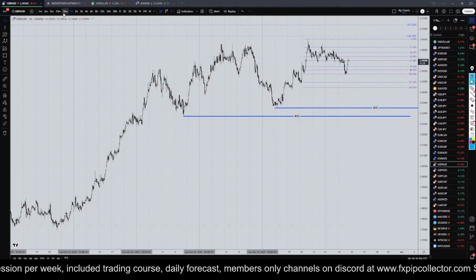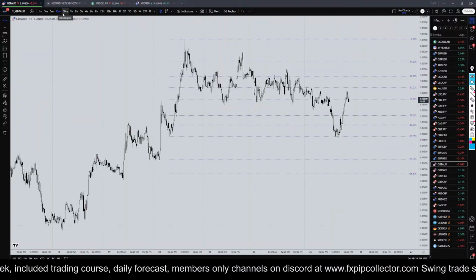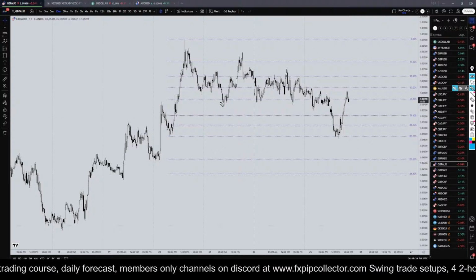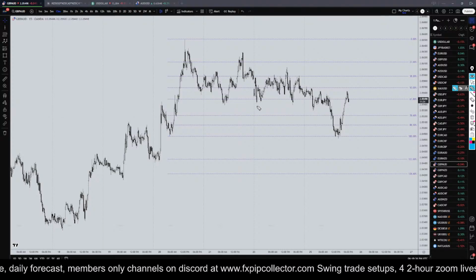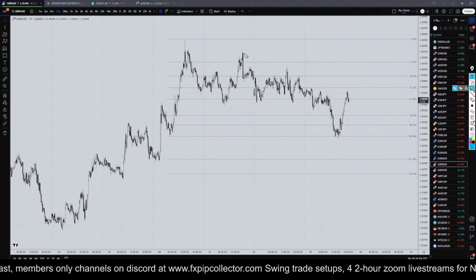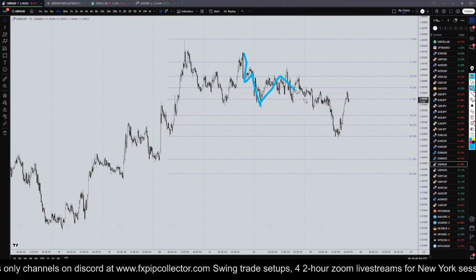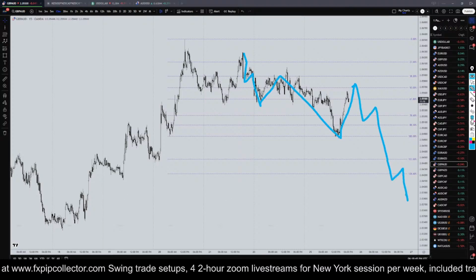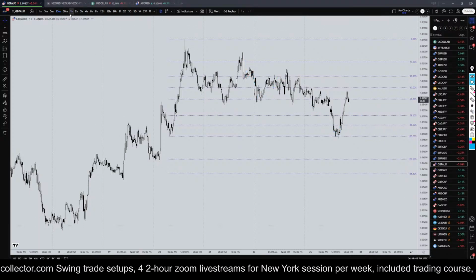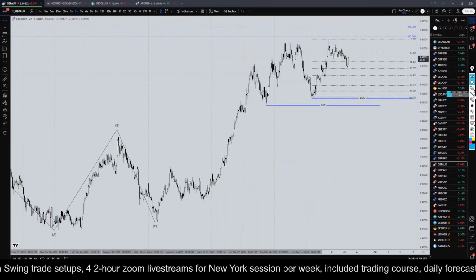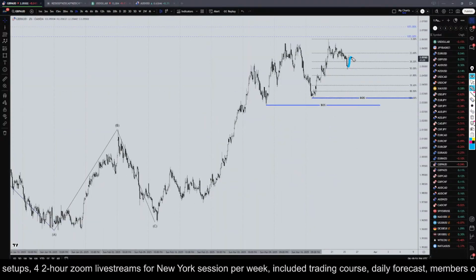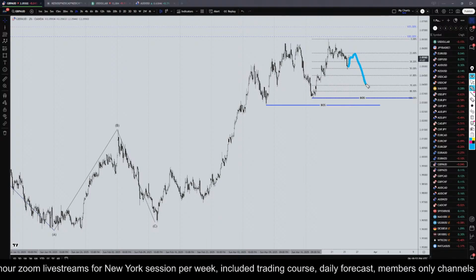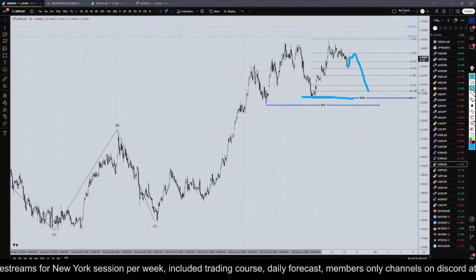Hmm. It's probably not though, is it? Yeah, I bet it's not. One, two, three. One, two, three, four, five. Yeah, I think it's gonna go down. I think this move up is just a bull trap. I think it's gonna go up a little and then probably down. Might even go down and start taking out some lows.